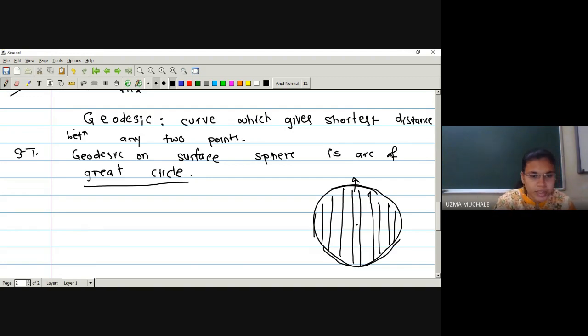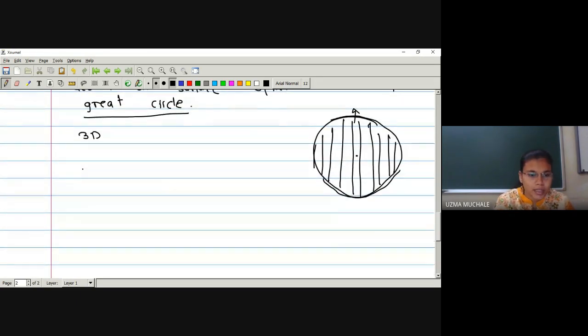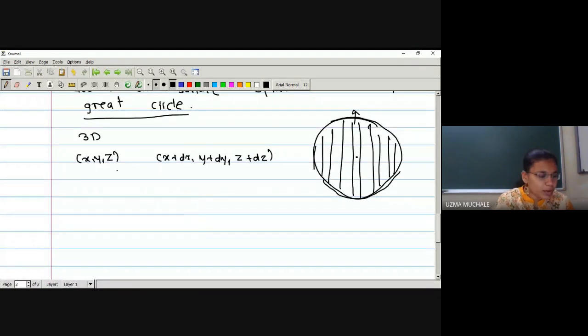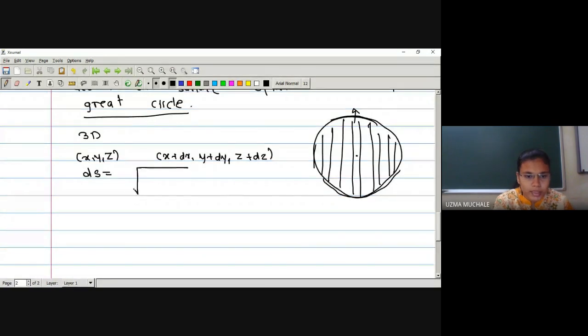So let us now find out the distance between any 2 points in this case, because as we are in the case of a sphere, we are in the 3D space, correct? So let us find out the distance between two neighboring points, say x, y, z, and x plus dx, y plus dy, z plus dz. These are two neighboring points. Now, if I want to find out the distance between these two neighboring points, what will be the resultant? It is nothing but dx square plus dy square plus dz square. So this is the distance formula.